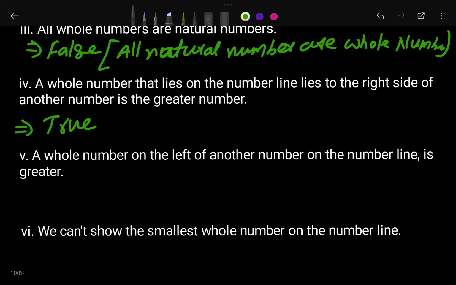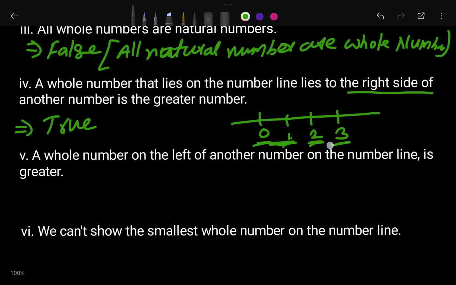It is true because a whole number that lies on the number line, let's suppose this is a number line, here it is 0, this is 1, this is 2, this is 3, and these are our whole numbers. Okay, so it is telling that on the number line the right side of another number is greater. If you see 0, and on the right side 1 is there, 1 is greater than 0. Yes, it's true. If you see 1, on the right side 2 is there, so 2 is greater than 1. If you see 2, and on the right side 3 is there, so 3 is greater than 2. So this statement is true.